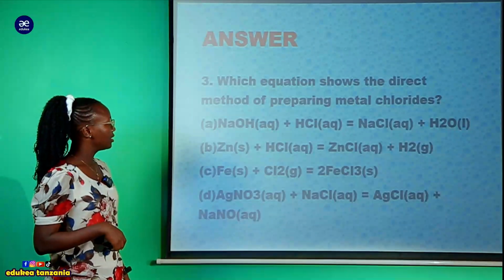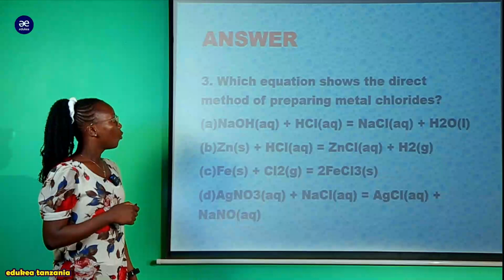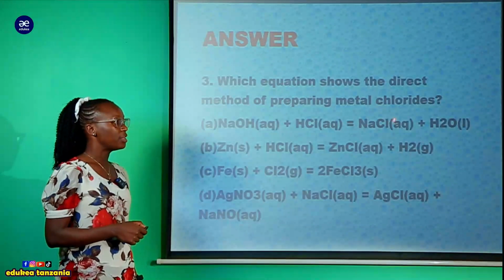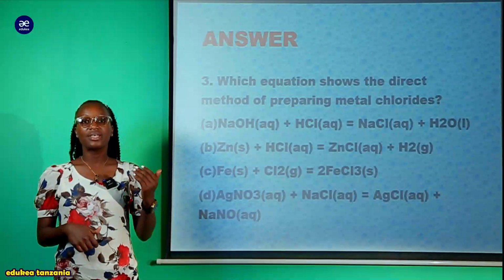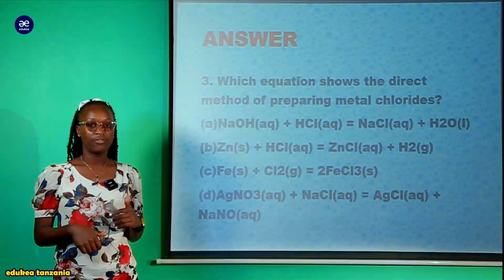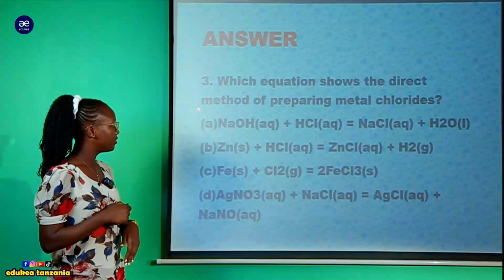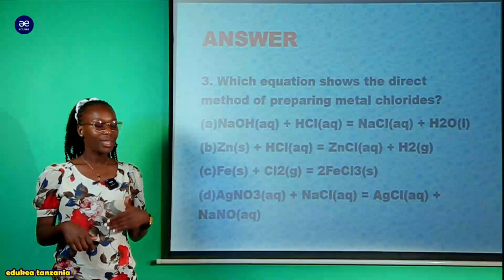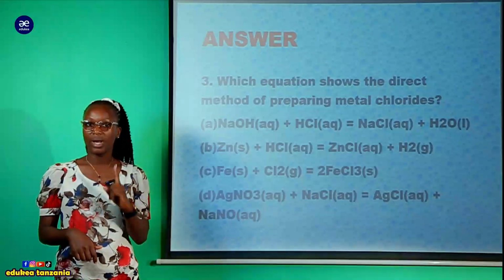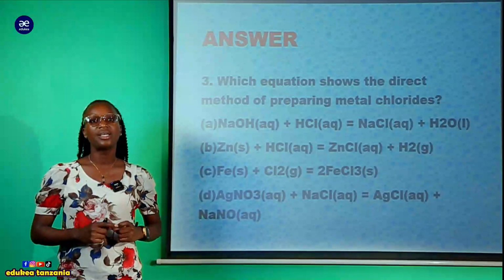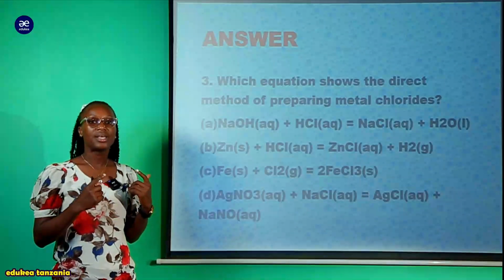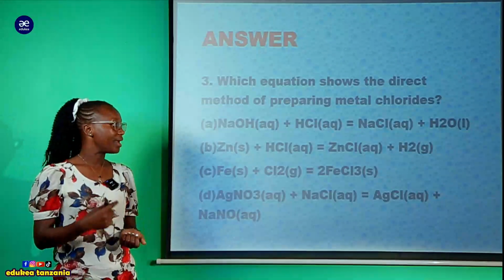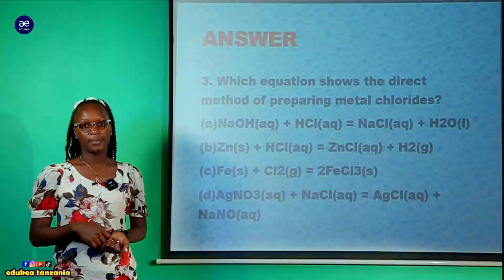Here, my students, you can see that question number 3 states: which equation shows the direct method of preparing the metal chloride? It means that you are given a series of alternatives of different equations, for instance equations A, B, C, and D. In these equations, you are required to choose the one which explains or demonstrates that it involves the direct method of preparing the chloride compound.